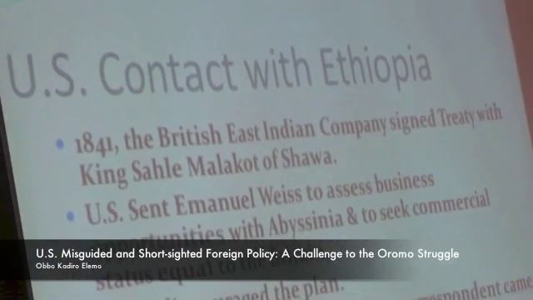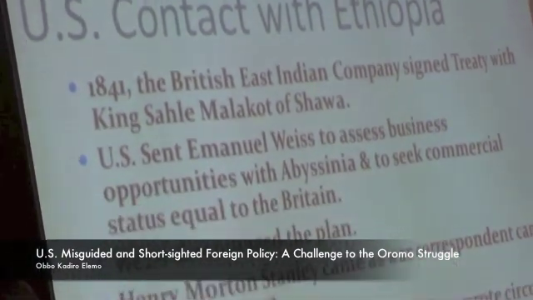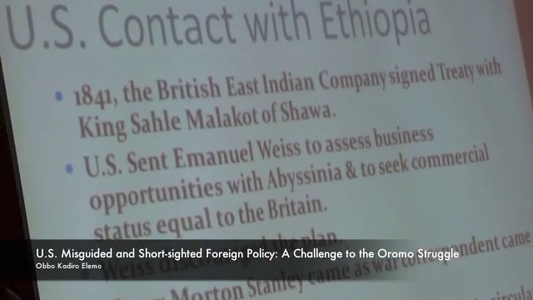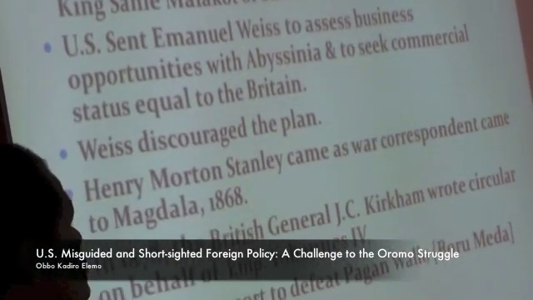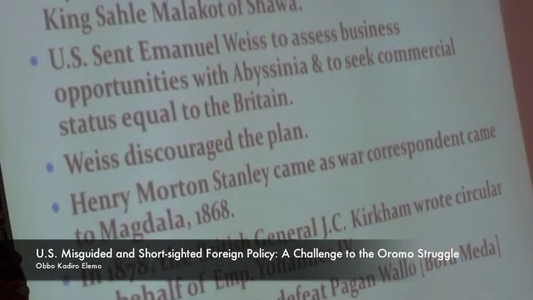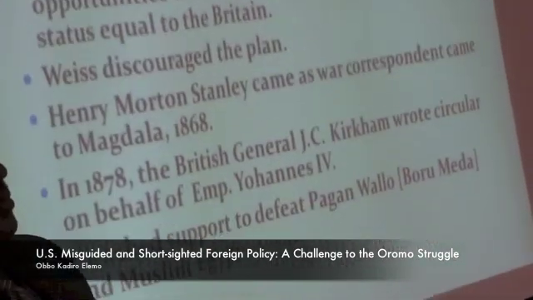So the United States signed a treaty with Haile Melekot, the king of Shewa, in 1841, who was the father of Menelik. The United States also dispatched a Swiss man called Emmanuel Weiss to the Red Sea and Ethiopia to explore business opportunities and seek a treaty at the level of Great Britain's with Ethiopia. But he was not very impressed with the development he saw in Ethiopia, so he said this is not a wise plan to go ahead with. So the United States canceled that plan.